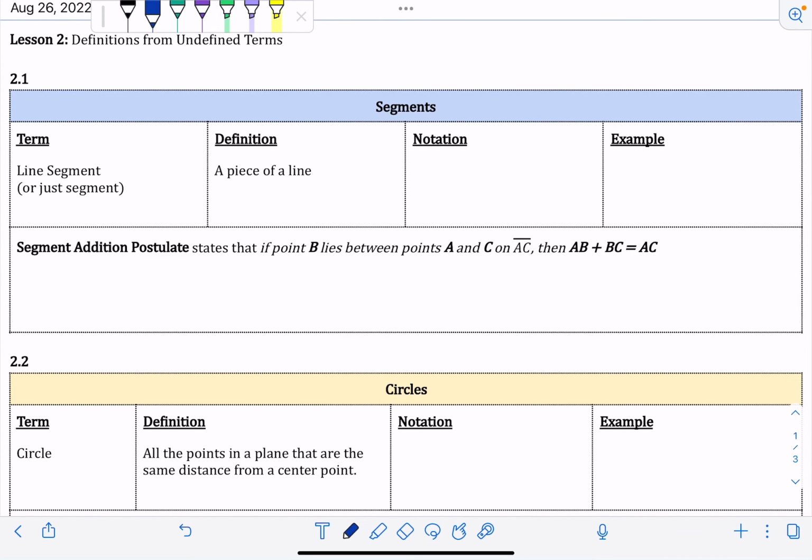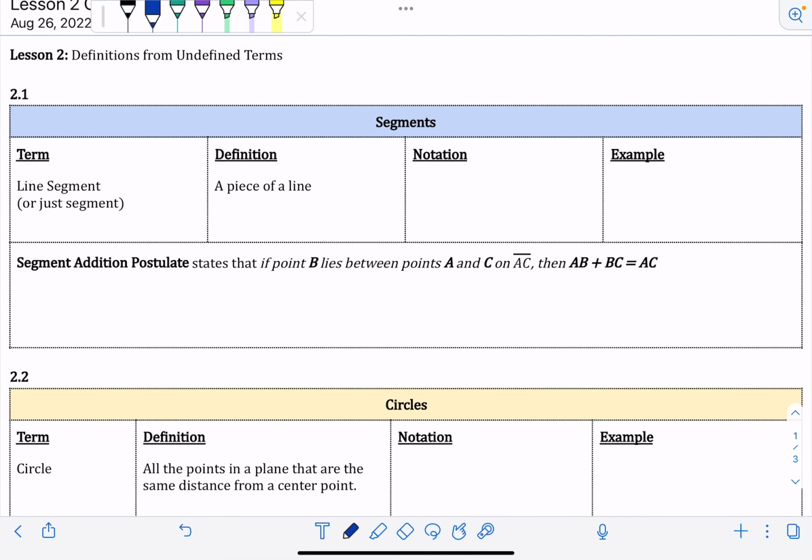Today's lesson is lesson 2, definitions from undefined terms, which in lesson 1, we learned that undefined terms were a point, a line, and a plane. So today we're just going to build off of that. Remember, it's a video, so pause it and rewind it as needed.